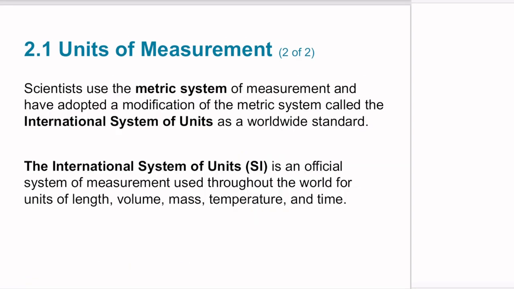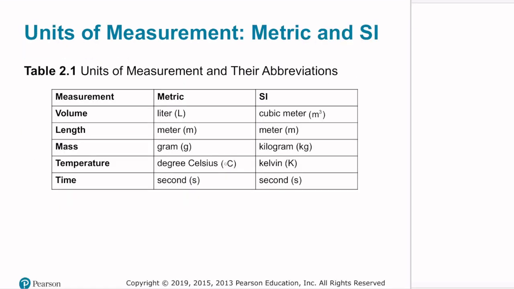Scientists primarily use the metric system of measurement to take routine measurements, but there's a subset of this system called the International System of Units, which is a worldwide standard. And this standard has standard units for length, volume, mass, temperature, and time. The metric and SI systems are closely interrelated, and data can be converted easily from one system to the other.